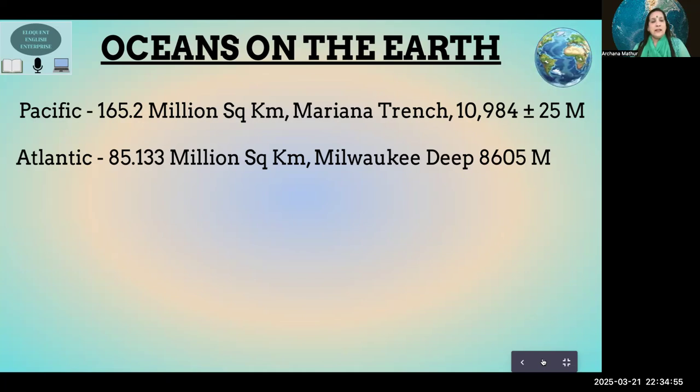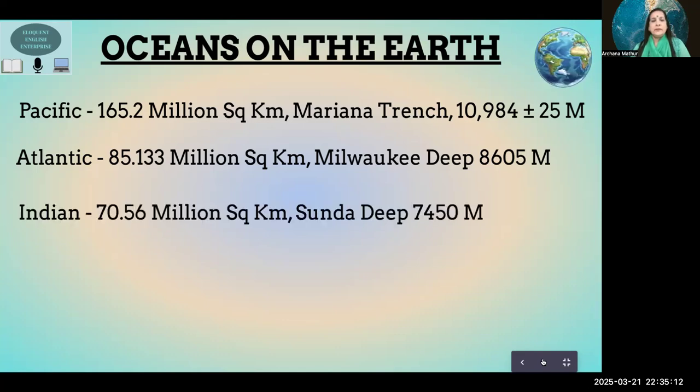The next one is the Atlantic Ocean, which is 85.133 million square kilometers. And the deepest portion in the Atlantic is the Milwaukee Deep, which is 8,605 meters below sea level. Sorry, I think I was not wearing my glasses, so I made it 85,000. No, it's 85.133 million square kilometers. The Indian Ocean is 70.56 million square kilometers, and the deepest part is the Sunda Deep, which is 7,450 meters below sea level.